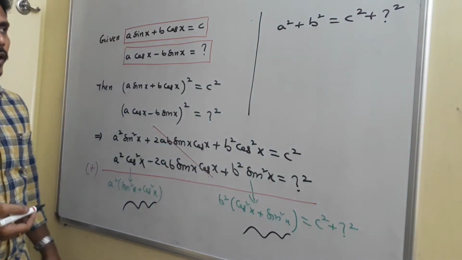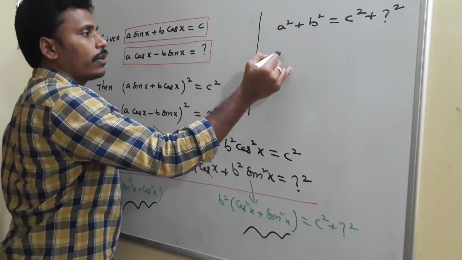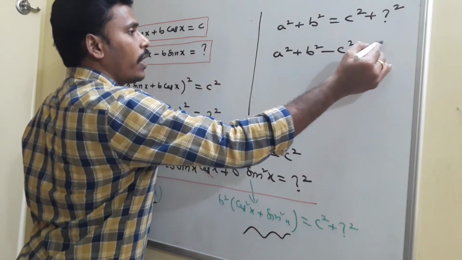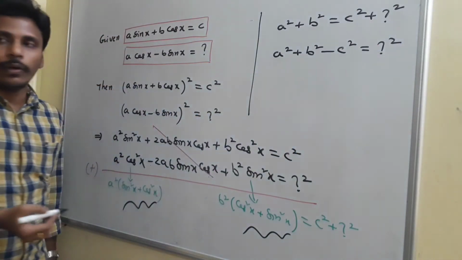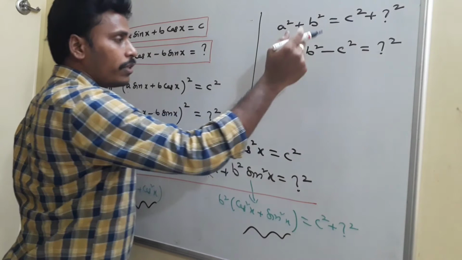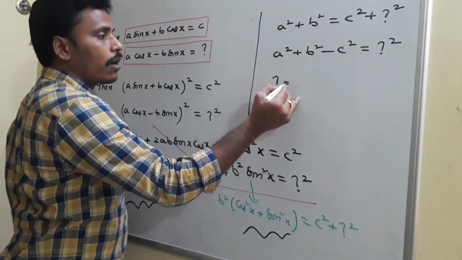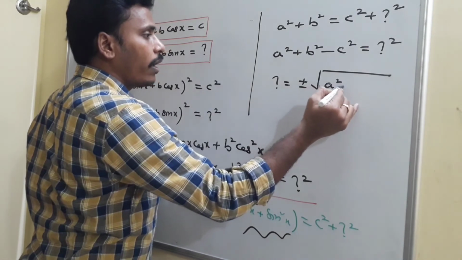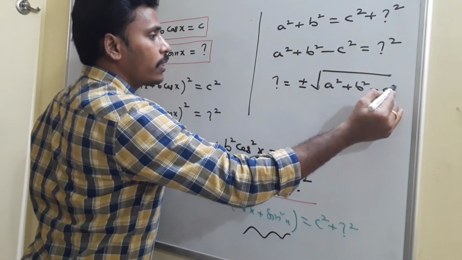We need the question mark value, right? So send c square to that side. a square plus b square minus c square is equal to question mark square. Now to identify the question mark, send that square term to this side, it becomes a root, and the question mark value will be plus or minus the square root of a square plus b square minus c square.